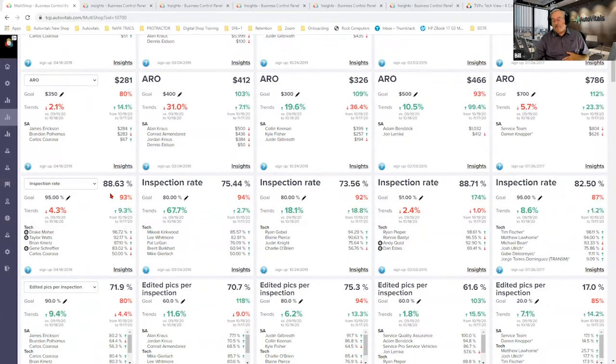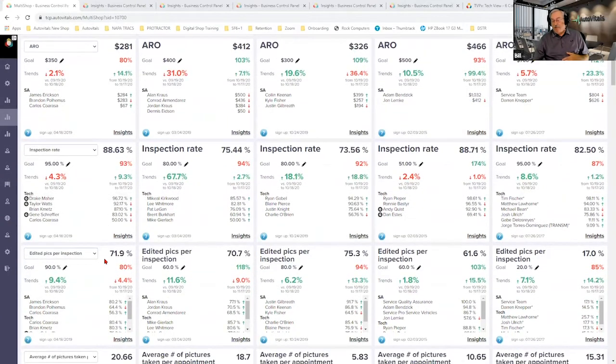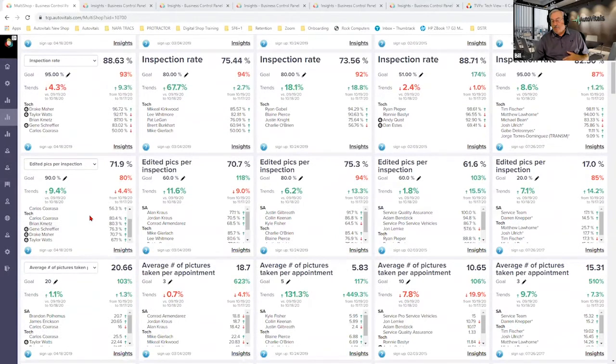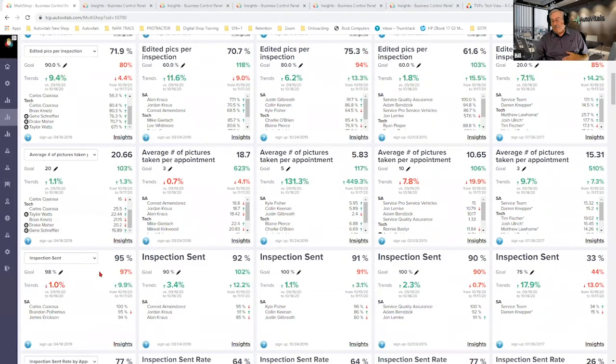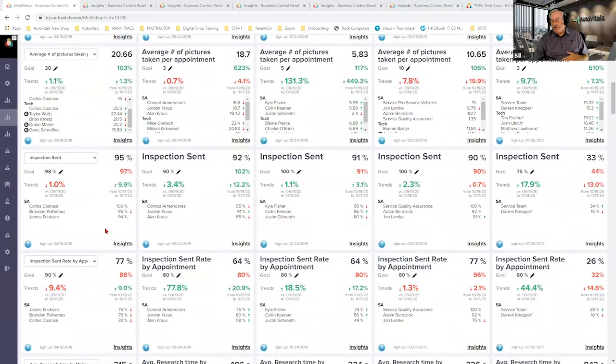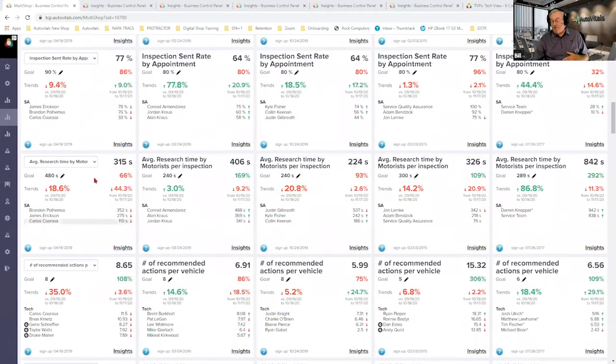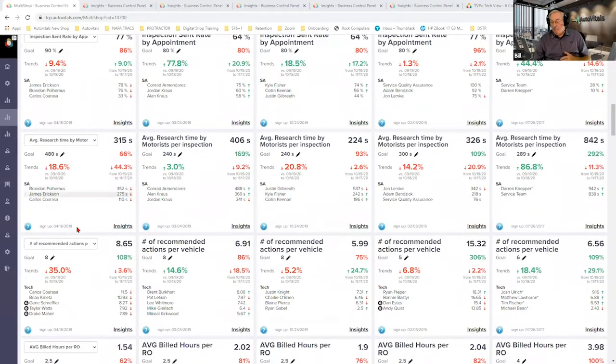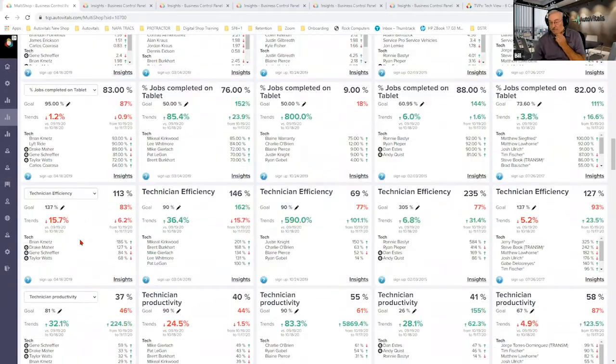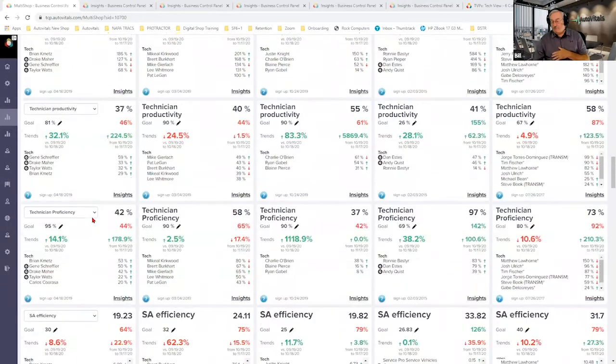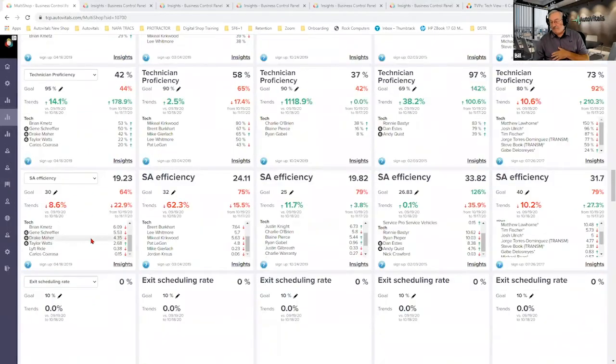So inspection rate to me is a key input, edited pictures is a key input, and then we can go right down the list: average number of pictures taken, inspection sent, motorist research time. And one of my favorite ones on here, as we go down this long list, is service advisor efficiency.